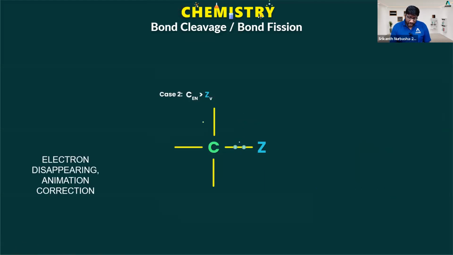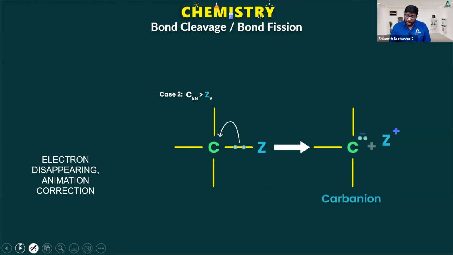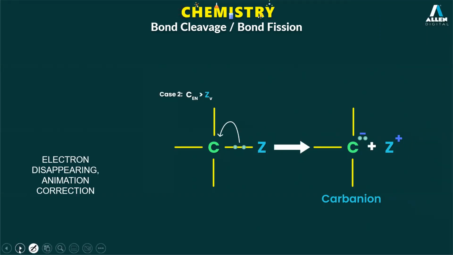And when the carbon is connected to a less electronegative element and both the electrons are given to carbon, then you will have a carbanion formed, and along with that carbanion, Z plus is going to be obtained. Is that clear or not? Yes, sir.